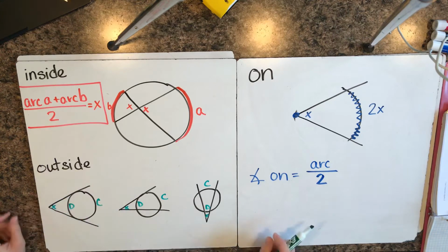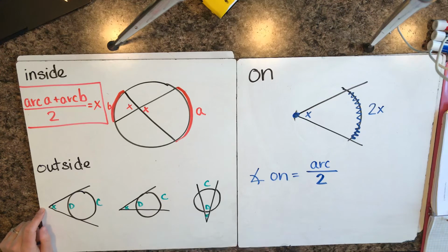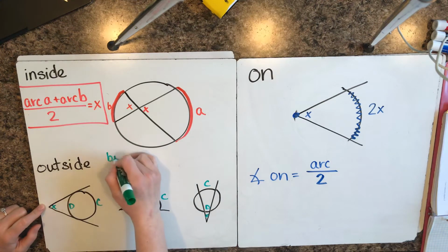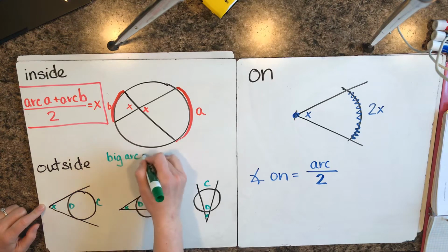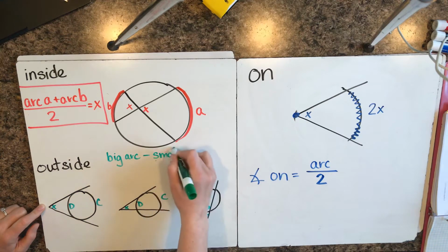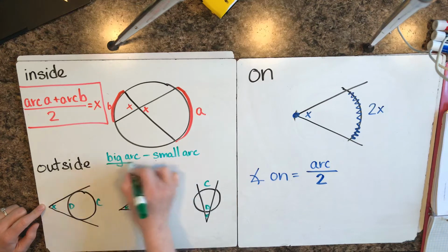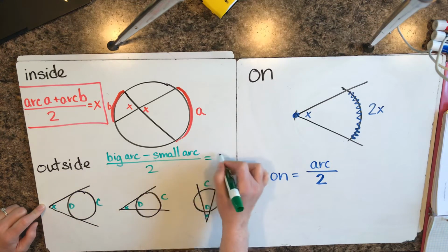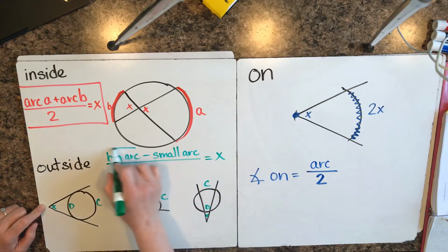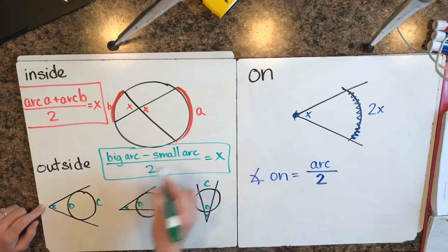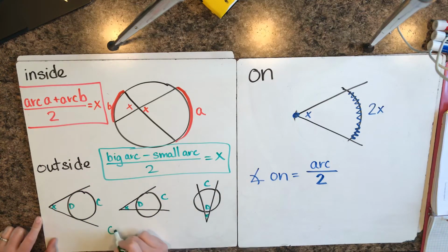Remember, if we're talking about an angle for this course, it has to be a positive number. Later on in math, you're going to learn about negative angles. We're not doing that this year at all. So if I want to find the outside angle, all I have to do is take the big arc minus the small arc, then divide by 2, and that gives me the angle x. In my case, I've used C and D every time. It would be C minus D divided by 2 equals x.